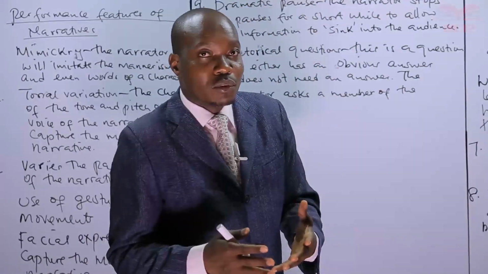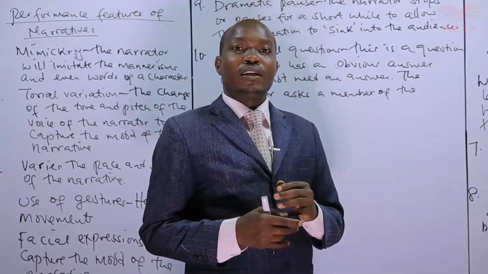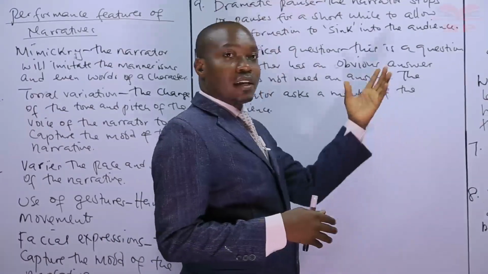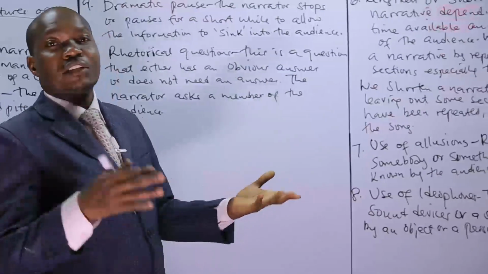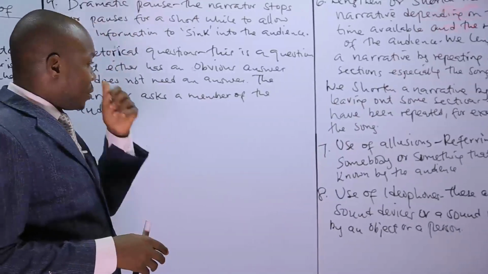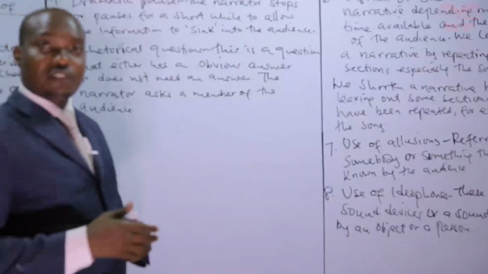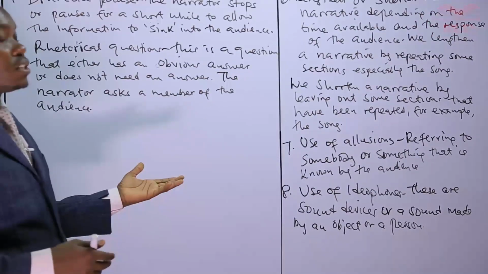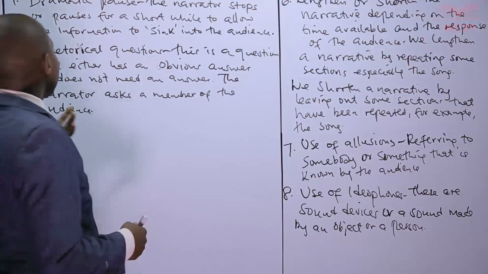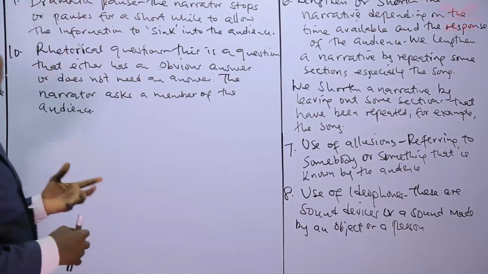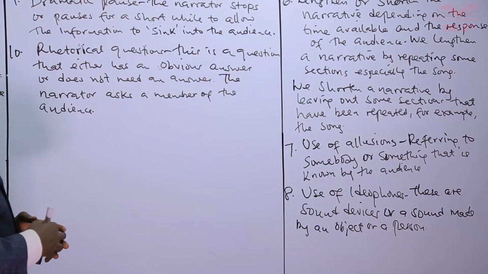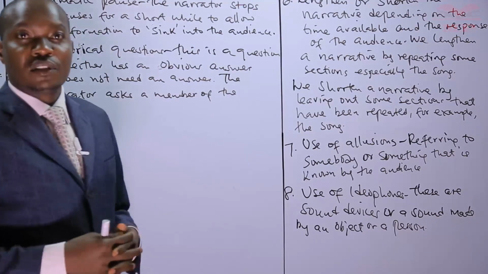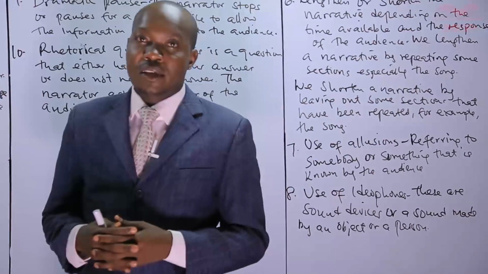You can also change your face to capture the mood of that narrative. If it has a sad mood, you're going to put on a sad face. If it has a happy mood, you're going to have a happy face. The narrator can also lengthen or shorten the narrative depending on the time that's available. You can also use allusions, in this case referring to people in the audience. And then you can also use idiophones, dramatic pause, and lastly, rhetorical questions. So with that, students, that will mark the end of today's lesson.